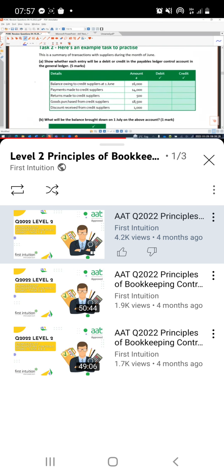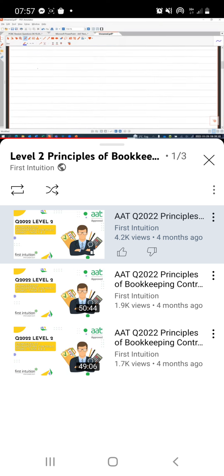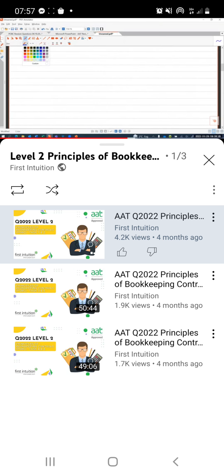So this is a summary of transactions with suppliers during the month of June. Show whether each entry will be a debit or a credit in the payables ledger control account within the general ledger. So the payables ledger control account. Just like I did with the VAT, what I like to do in an exam is just a bit of something to calm myself down. Because sometimes when you read the various things it's telling you about, you get in such a muddle because you start doubting yourself. So now I know it's a payables control account it's asking me about.